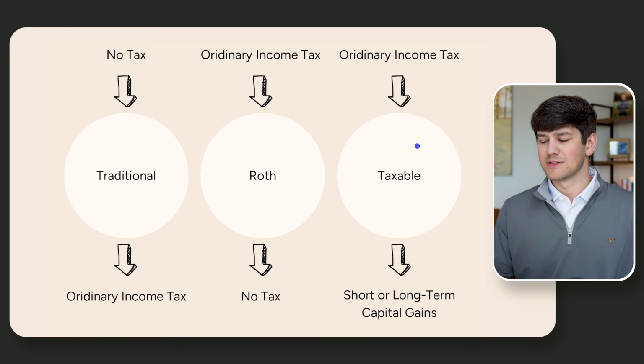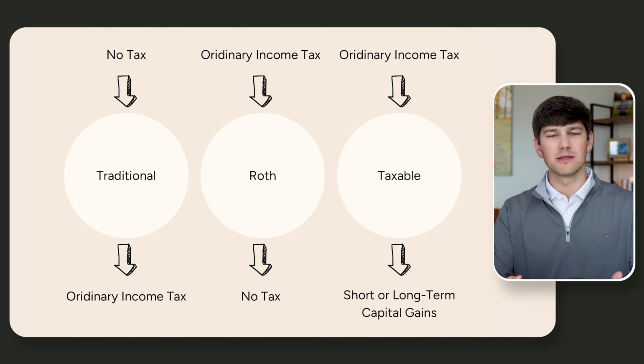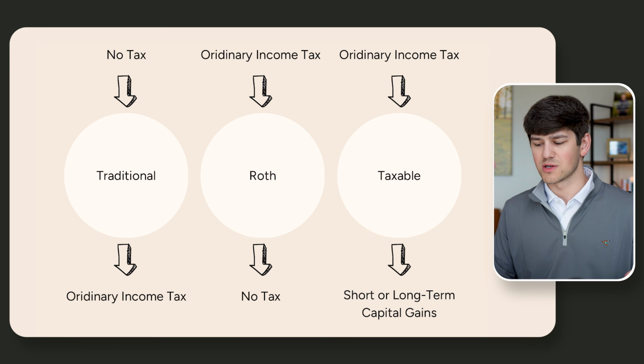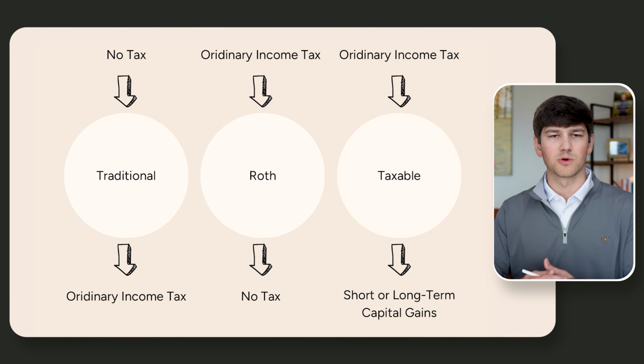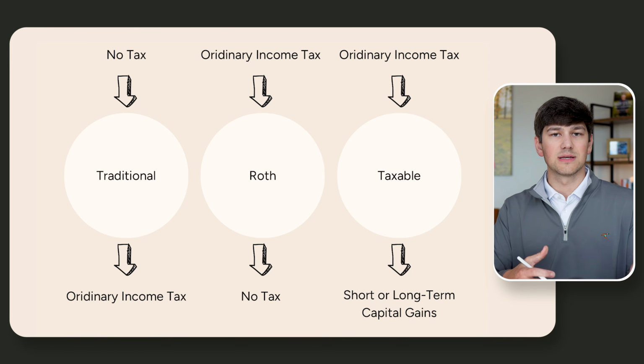And then finally, we have the taxable account. You're going to pay normal income taxes on the income you've earned, so it's after-tax money that you're putting into a taxable account. You're not getting any sort of deduction. But whenever you have dividends or interest or some sort of capital gain every single year, that is going to be taxed whenever it is happening.